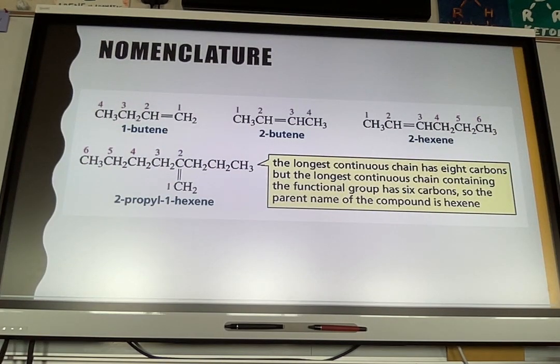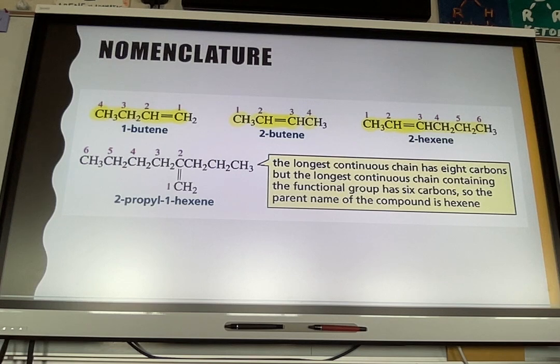Okay, so here are some examples. You have 1-butene: 1, 2, 3, 4 carbons, but the double bond is located on carbon number 1. Whereas here's 2-butene: 1, 2, 3, 4 carbons, but the double bond is located on carbon number 2. Here's 1-hexene, because there's 6 carbons and there's the double bond. And this one is also a hexene.